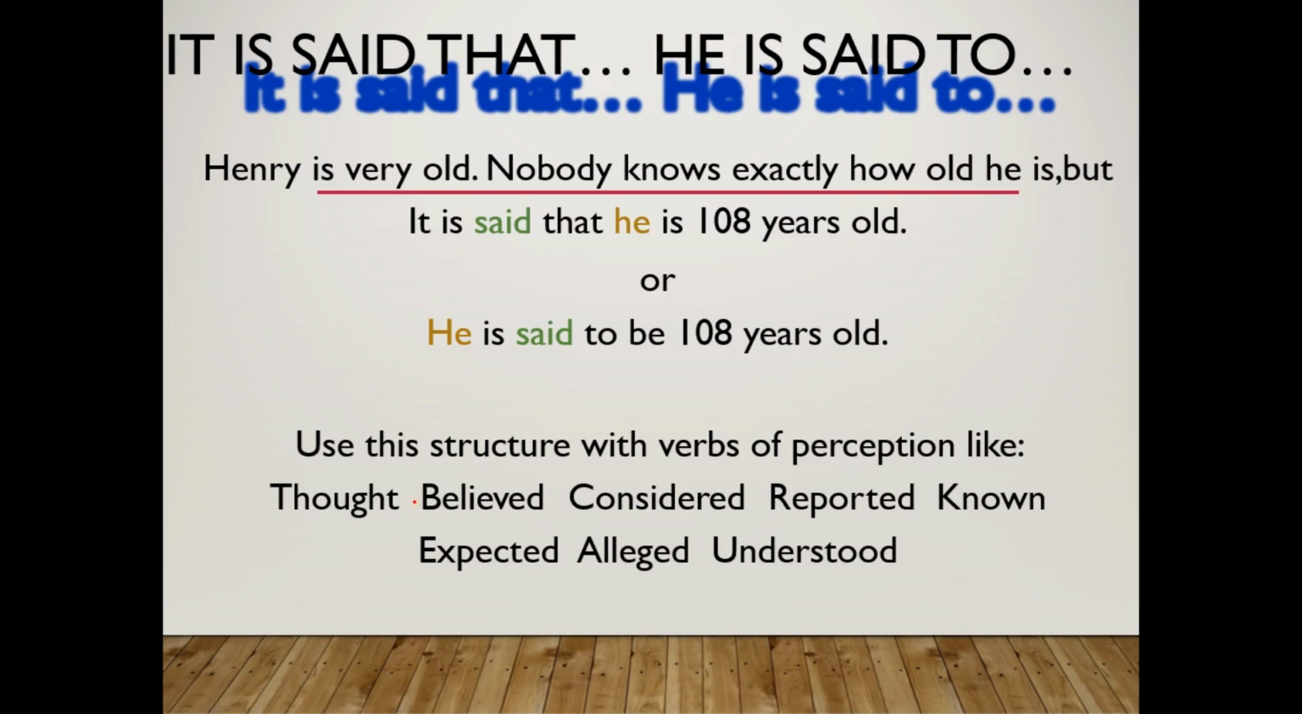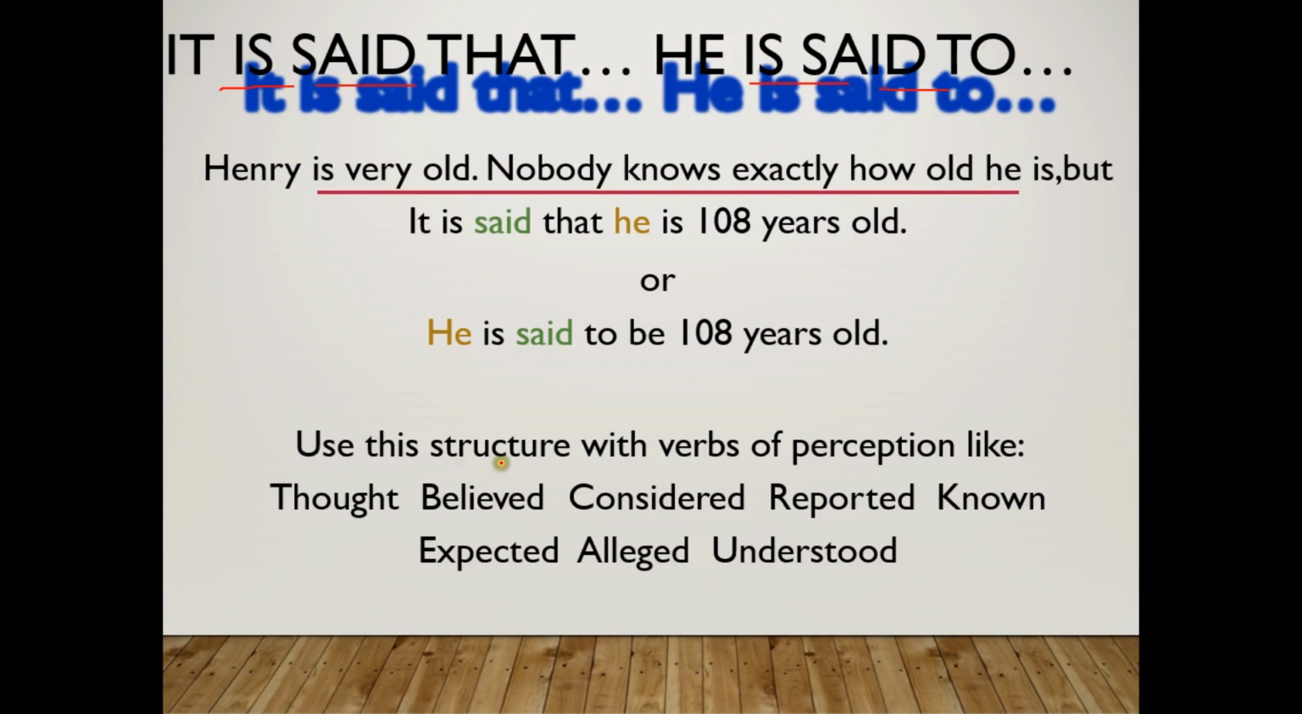Okay. Now let's take a look next. It is said that blah blah blah. If there is something that you can say using said, is said, it's also passive voice, guys. Henry is very old. Nobody knows exactly how old he is, but it is said that he is 108 years old, or he is said to be 108 years old. Okay.